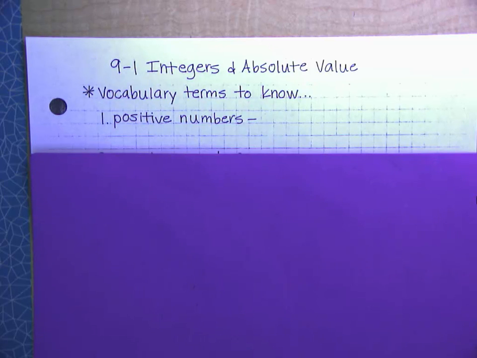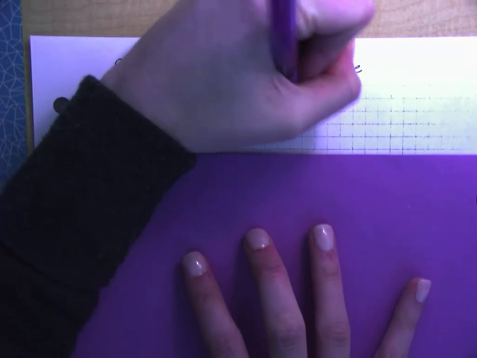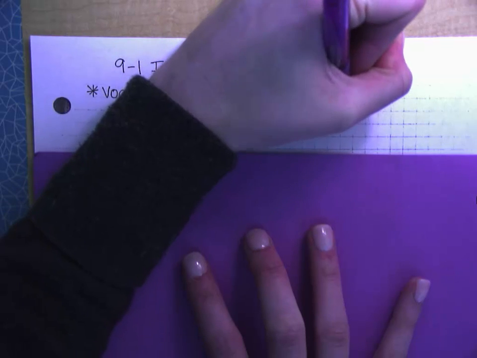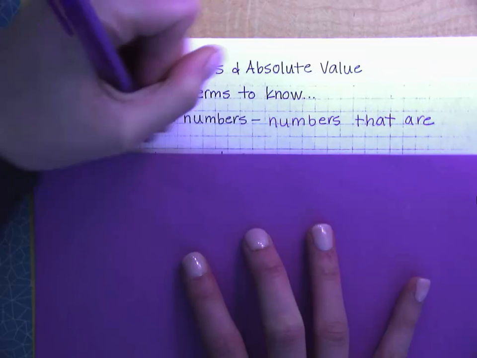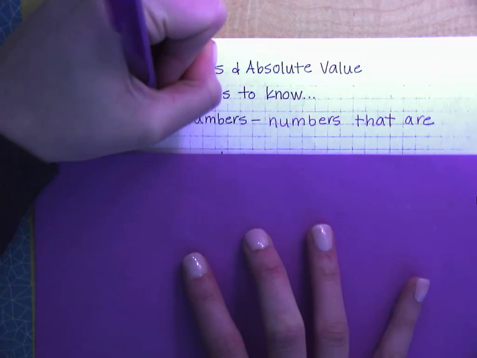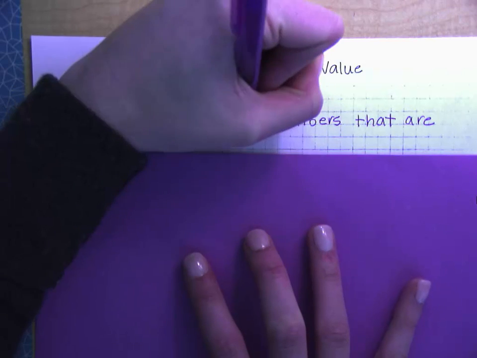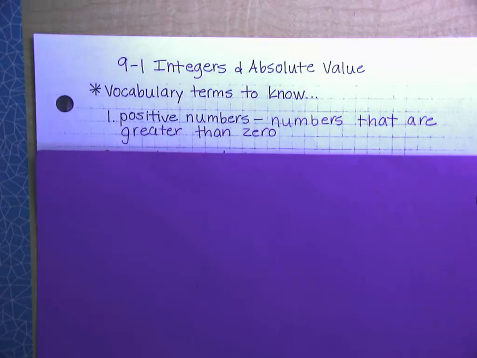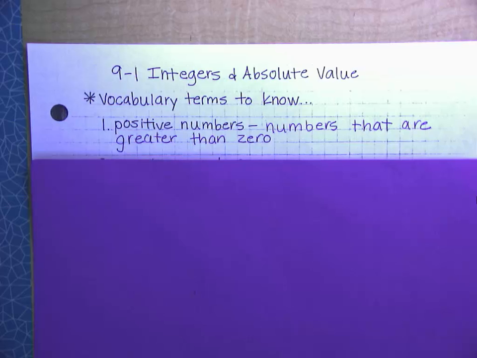They're greater than 0. Positive numbers are numbers that are greater than 0.